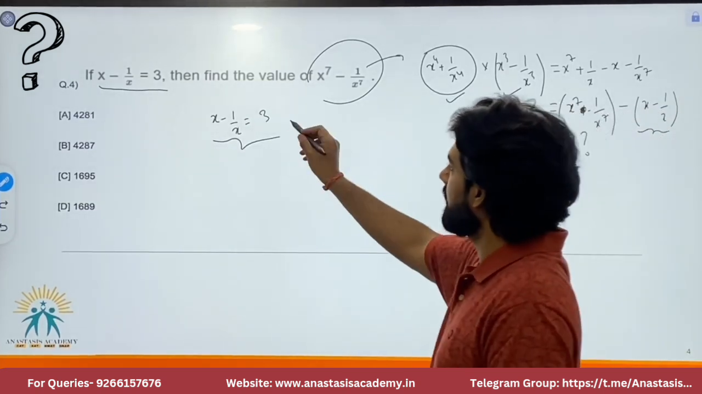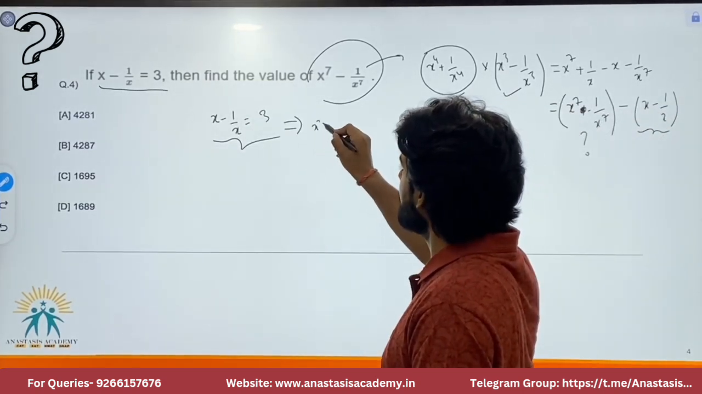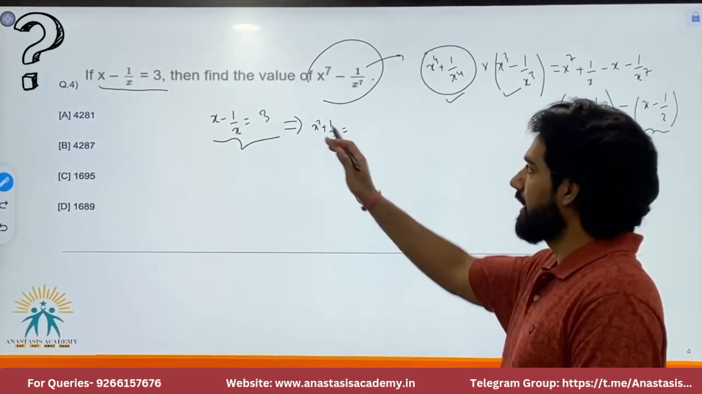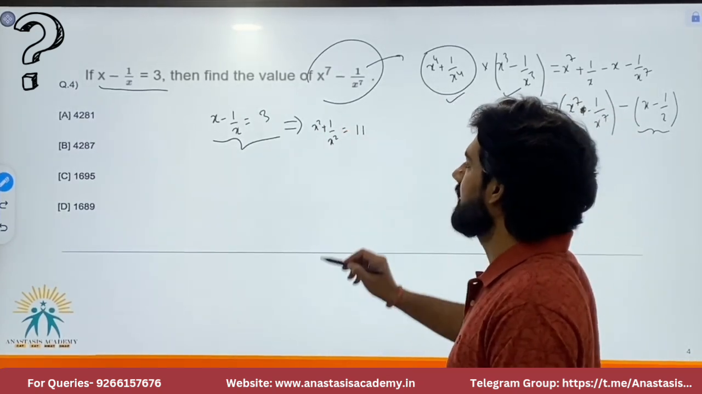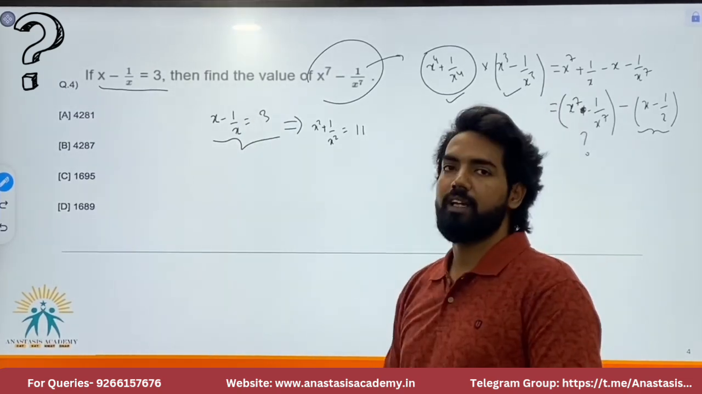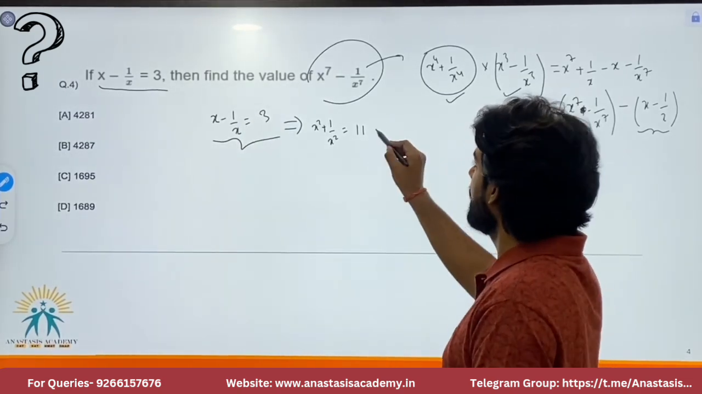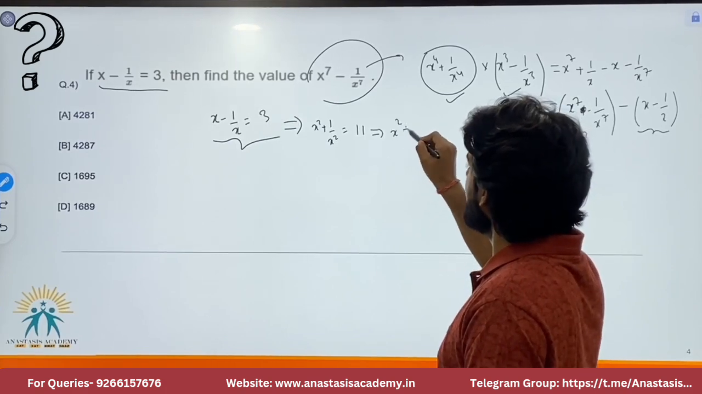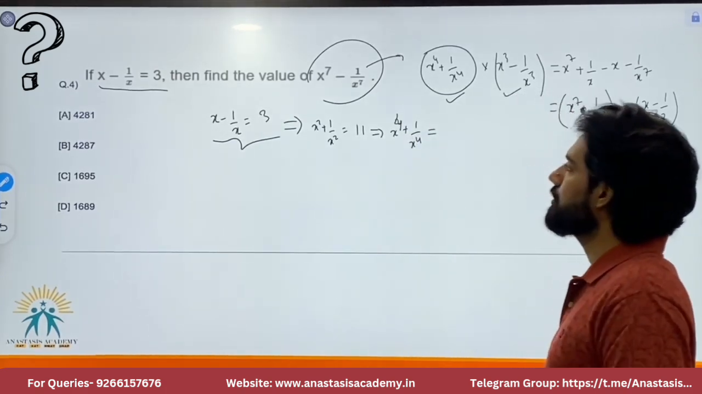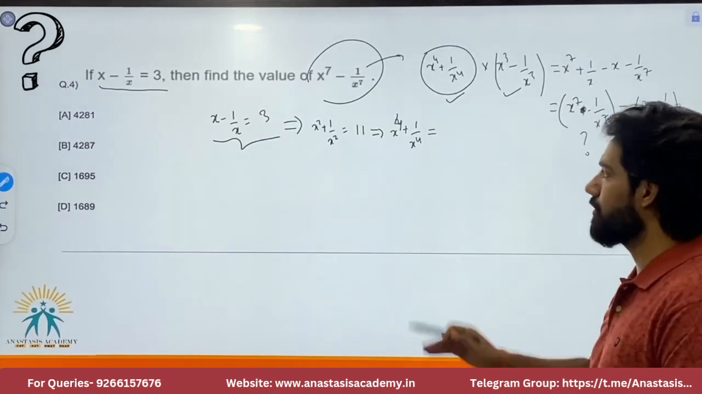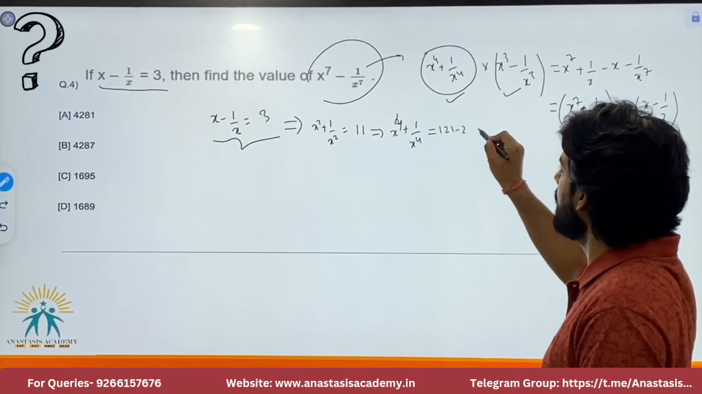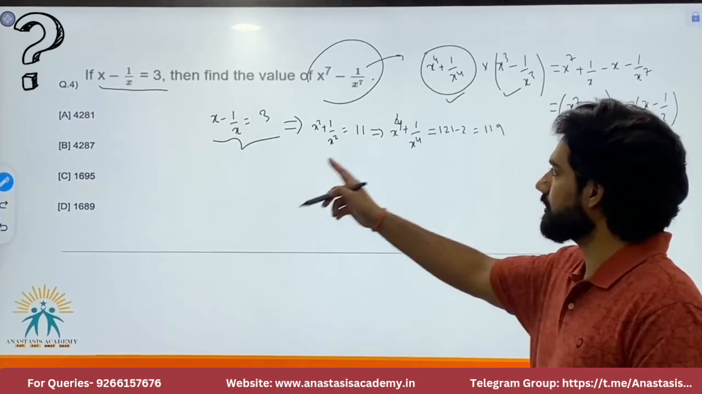So from here, when I square both sides, x squared plus 1 upon x squared will become how much? Plus 2. I know x minus 1 upon x is k, then x squared plus 1 upon x squared becomes k squared plus 2. And from here, if I again square both sides, it will become x raised to the power 4 plus 1 upon x raised to the power 4 equal to k squared minus 2, that is 11 squared minus 2, which is 119.